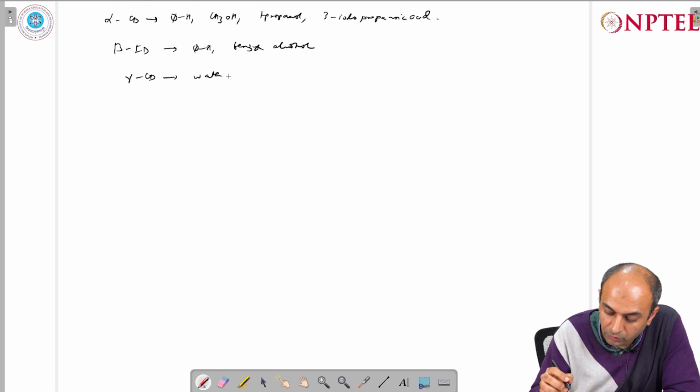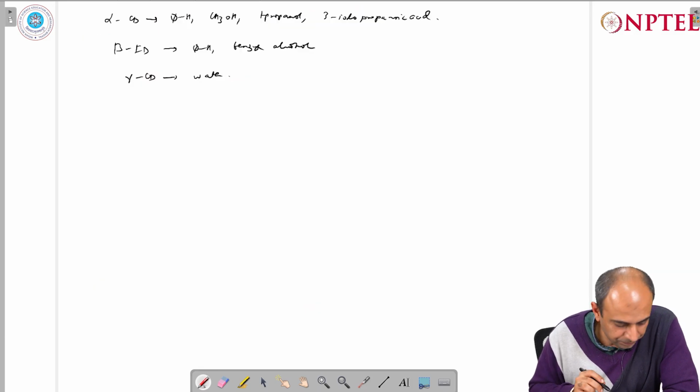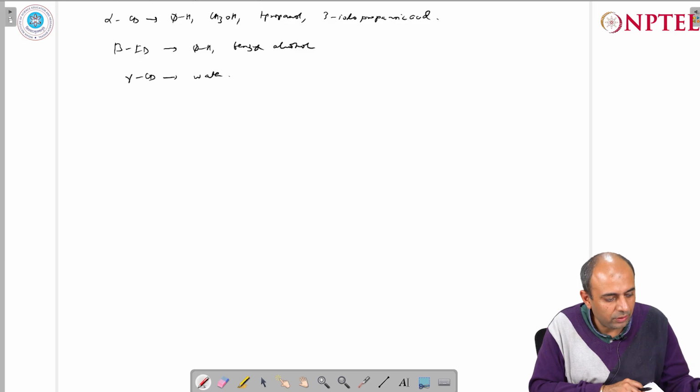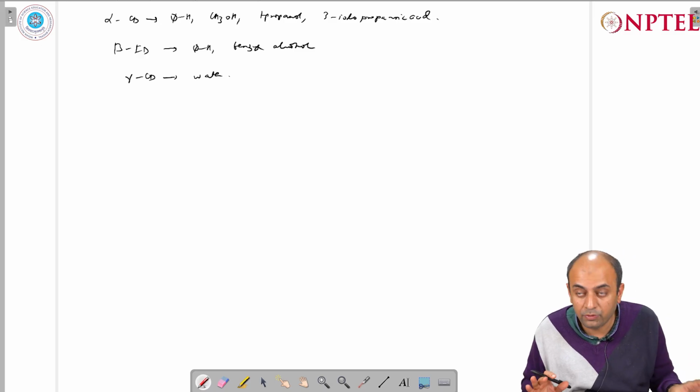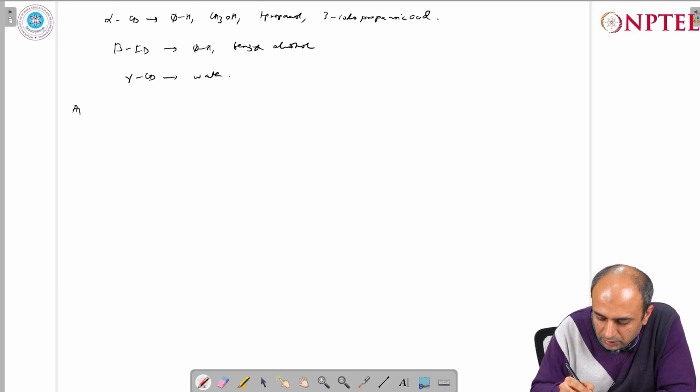So if you want larger sized guests to be included, then we can take this extended hydrophobic cavity. This is the extended hydrophobic cavity which can now include gas molecules in the cavity. So, with this particular background in mind, now we can look at some of the most important applications of these compounds.